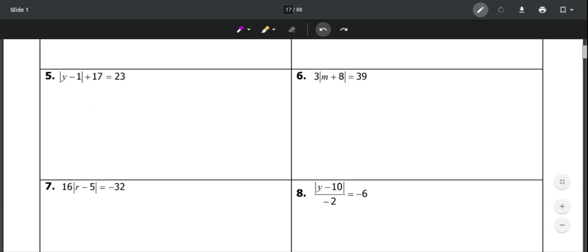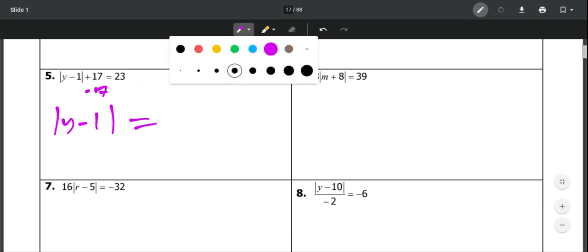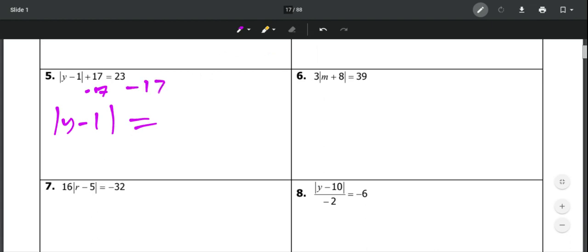So if that's a positive 17, we want to get rid of that positive 17 and move it to the right. The way you do that is you do the inverse operation, which is if that's a plus 17, we're going to do minus 17 to both sides. That's going to give us the absolute value of y minus 1 equals, let's see, let me rewrite that. So we're going to minus that. And that's going to be what? 6? All right.